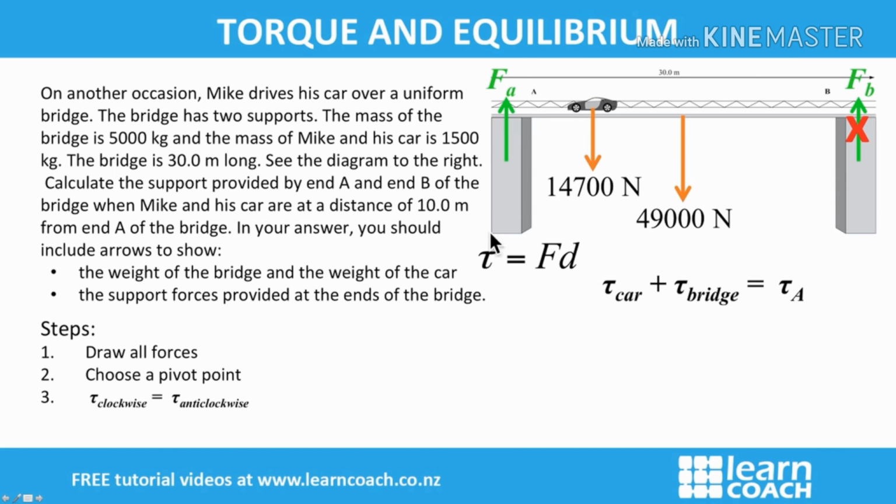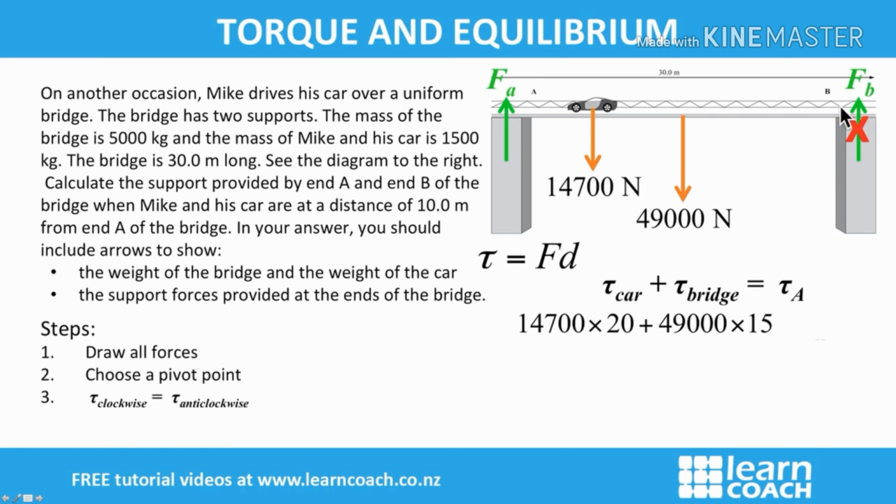And because we know our torque formula, we can get more specific. The torque of the car comes from the force of the car, its weight, multiplied by its distance away from the support force B. And we know it must be 20 meters because there's a 30-meter long bridge and the car is still 10 meters away from end A. Therefore, it must be 20 meters away from end B, our pivot point. Now we can add this to the torque on the bridge. The force of the bridge, the 49,000 newtons, multiplied by the distance away from the pivot point of the bridge.